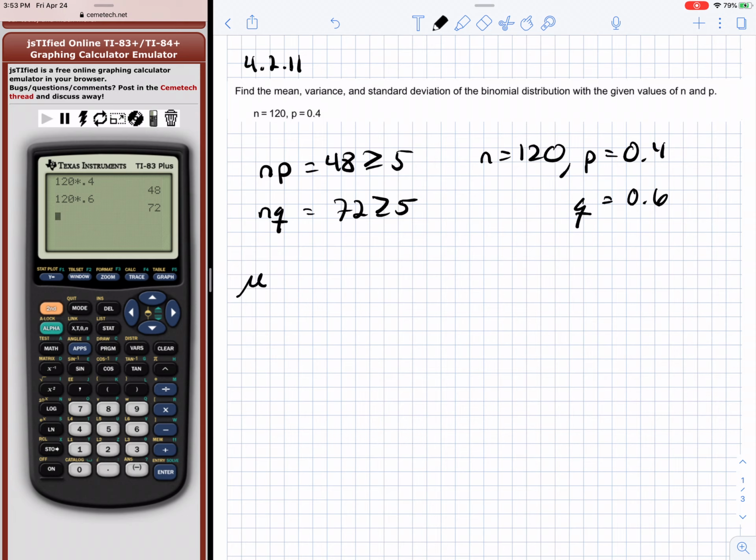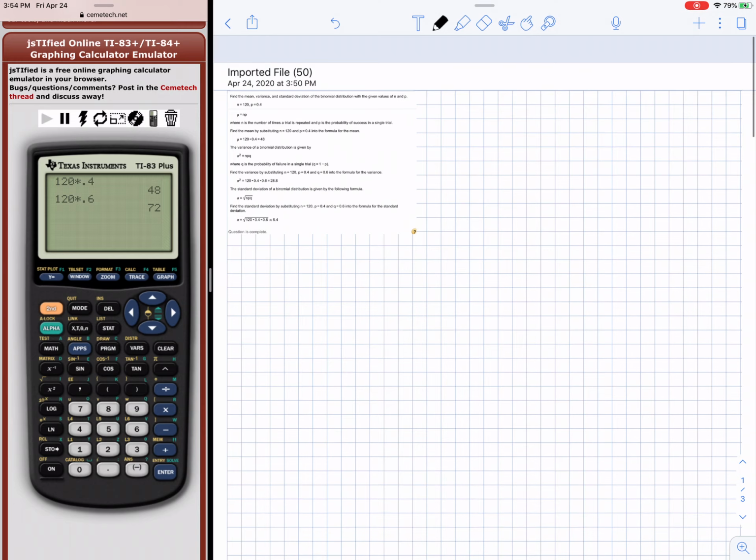So then our average, our mu in this case, is going to be np, which is 48. So that should be the average. So that should be one of our answers. Then the standard deviation, I've got to look up the formula again. I think it's just npq. Let me look at the formula again. I think I have it here.